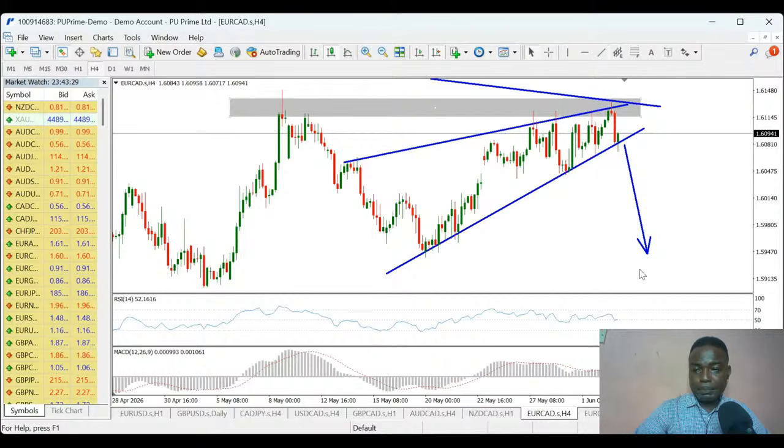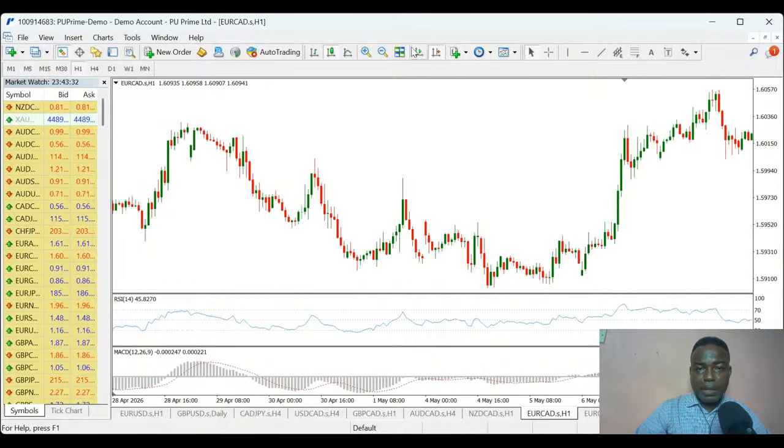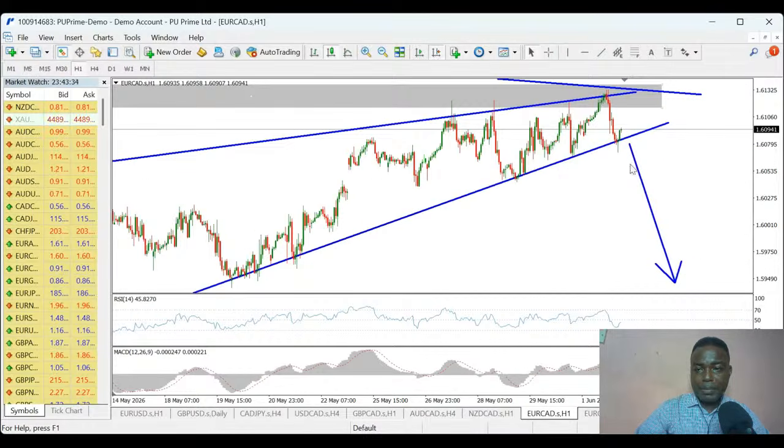Euro card. And if we flip down to 1 hour, it's still going to be the same thing, only this can trigger us into an entry faster because RSI is already clearly below 50 and MACD is already clearly below zero. So we may have a faster entry on the 1 hour time frame. So by and large, we are very bearish on the Euro card on both 1 hour and 4 hour.